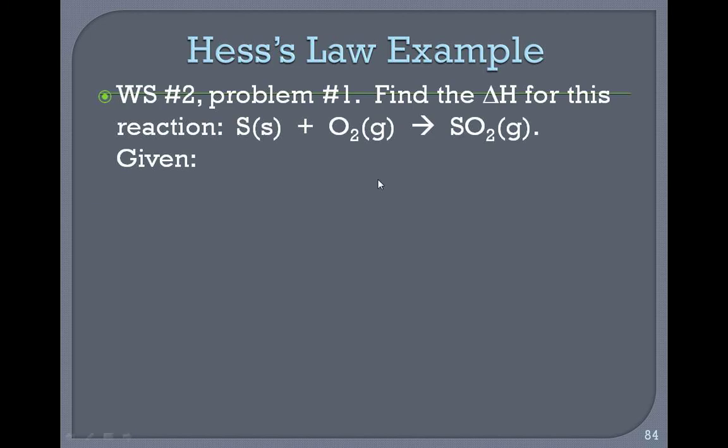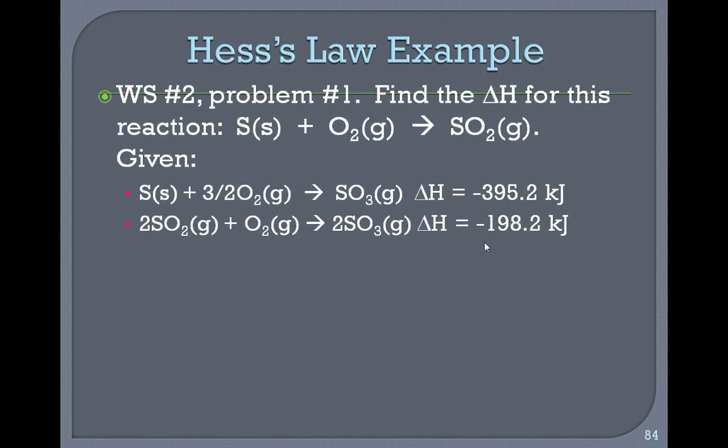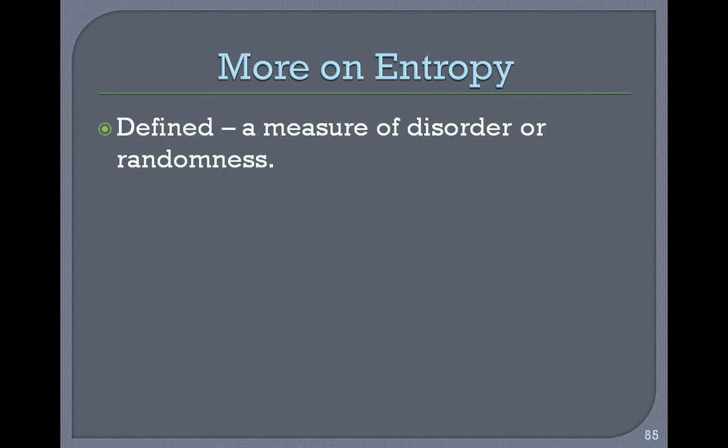So here's an example. This is worksheet number 2, problem number 1. Find the delta H for this reaction: solid sulfur plus oxygen yields SO2. And you're given this reaction with a negative, and you're given this reaction with a negative. So you have to get these reactions over here to add up vertically to equal that equation. So you know what your answer has to be.